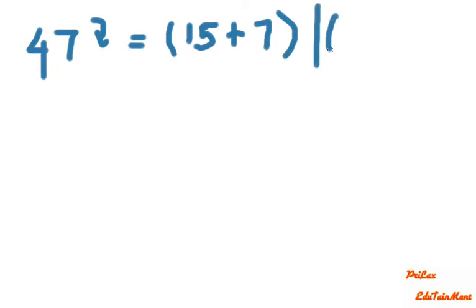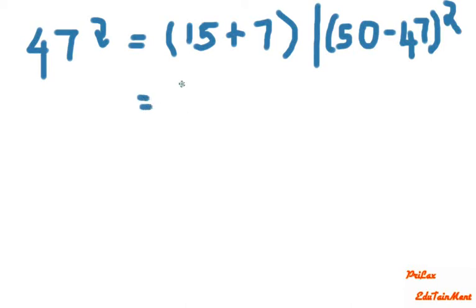47 square. As part of step 1, just remember the number 15, add 15 to the unit digit of the given number to be squared, that is 15 plus 7. Take a pause, see the difference between 50 and the given number to be squared, that is 47. 50 minus 47 is 3. Square that number. So the answer is 2209.